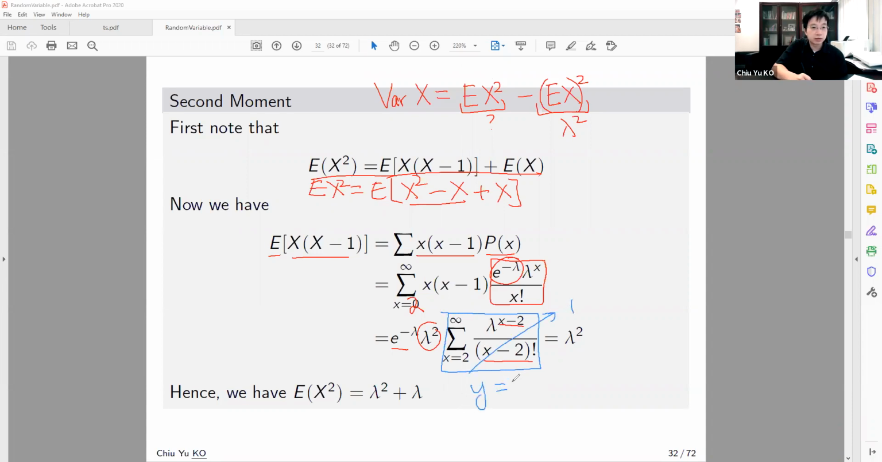If you write Y equal to X minus 2 and write everything in Y, then you can see this will be equal to e to the power lambda. And they cancel out. So that's why we get lambda squared. The same trick here. So this guy is lambda squared plus lambda. Is it okay? Any question? Because of the same trick, I guess this looks familiar already.